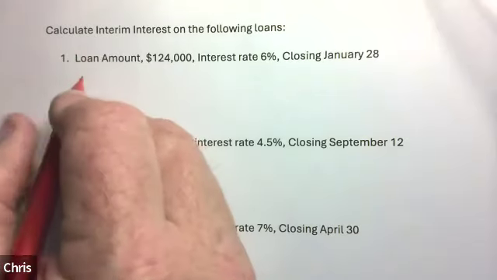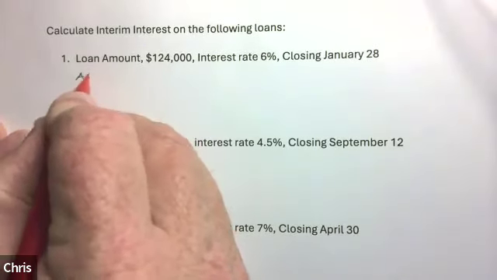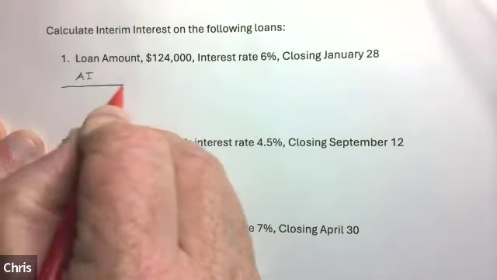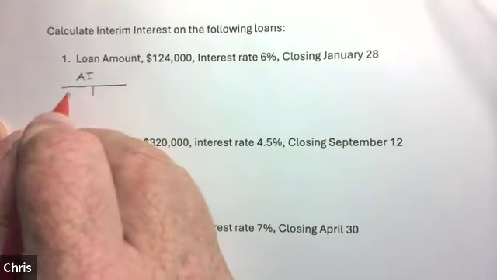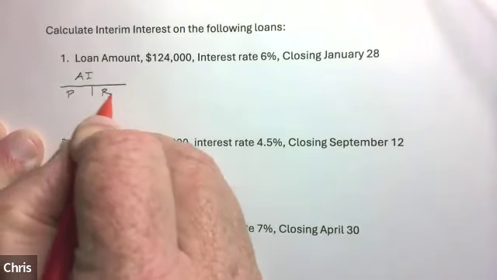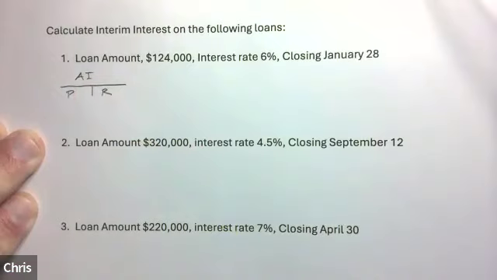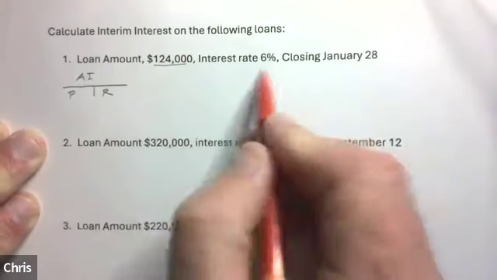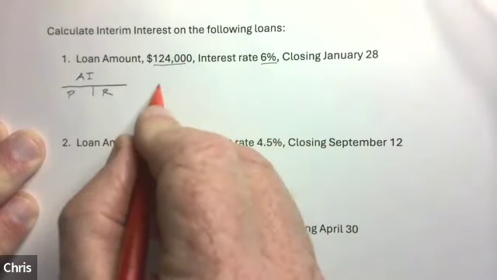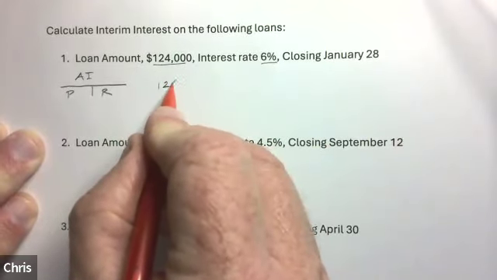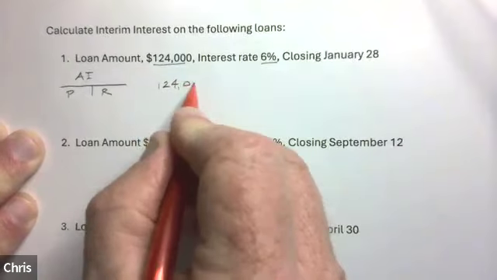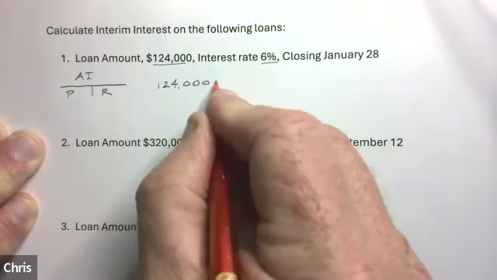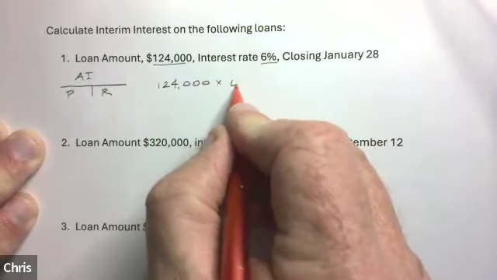So remember your formula here. Annual interest over principal times rate. And of course, you're remembering that the AI stands for annual or annualized interest technically. And then principal is your loan balance and rate is going to be the interest rate. So by taking this, I have the principal and I have the interest rate. $124,000 times 6% interest.